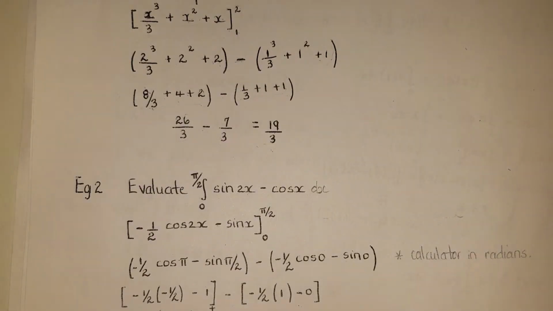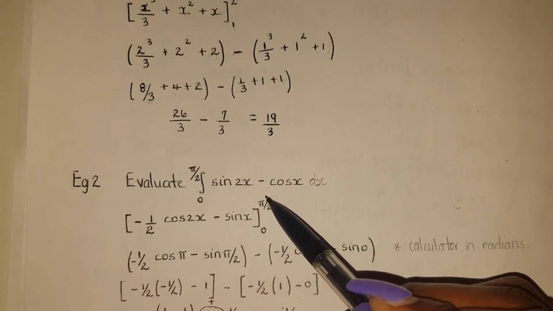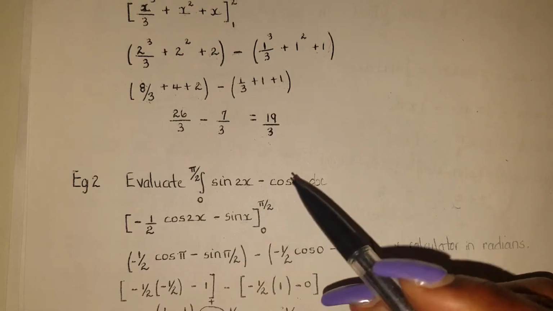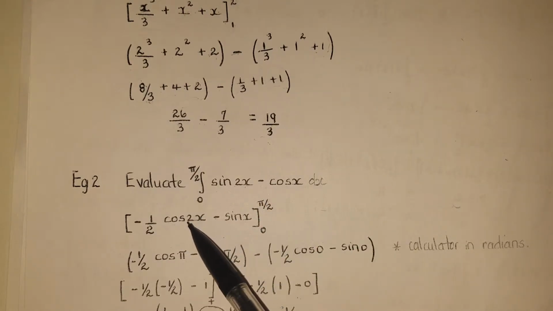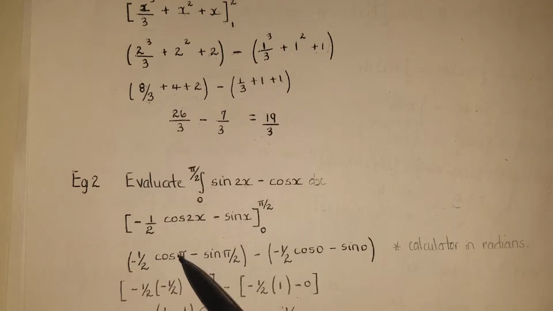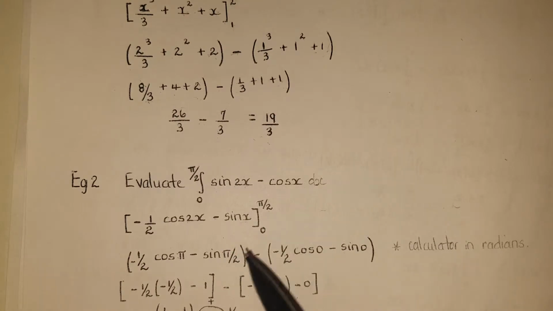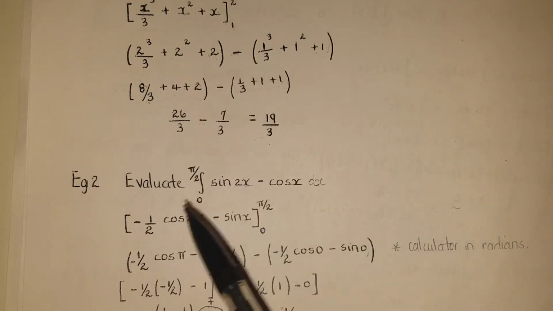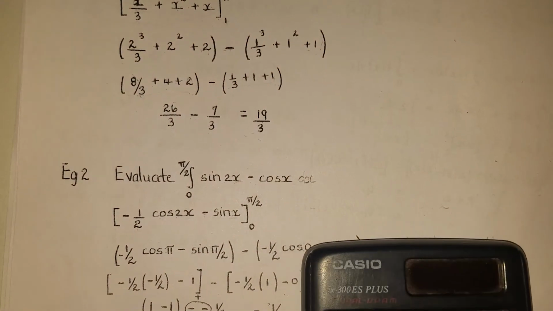Okay, so like our previous example, we're going to first plug the upper limit into the position of the variable in our first bracket. So we have cos 2 times pi over 2. Now 2 times pi over 2 is simply pi. And then we're going to plug our pi in this position, so we have sine pi over 2 minus sine. Now in our second bracket, we're going to plug our lower limit, which is 0. So we have negative half cos 2 times 0 is 0 minus sine 0. And we're going to work each of these.